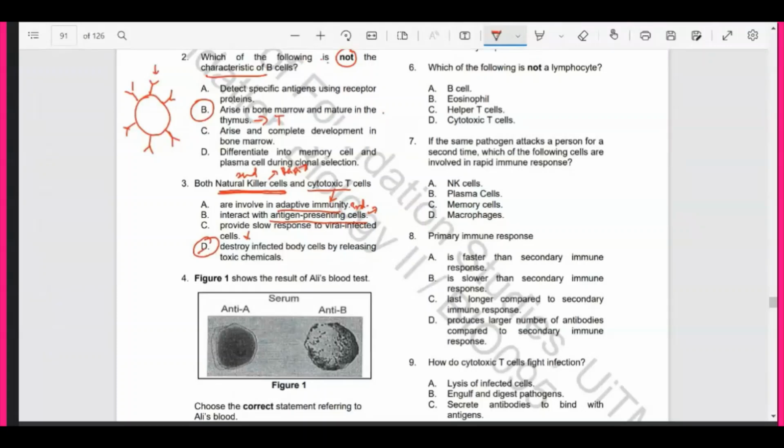The only difference is that the cytotoxic T cell is involved in the third line, so it will only find a specific pathogen. Okay, but the natural killer cell is non-specific. Okay, but the mechanism is more or less the same.